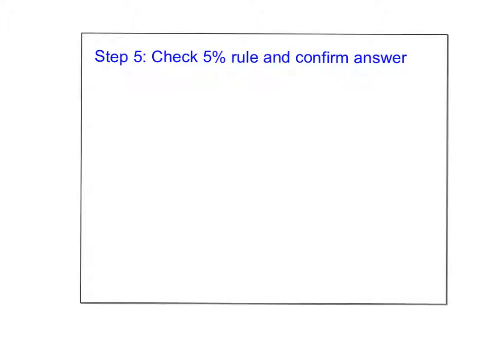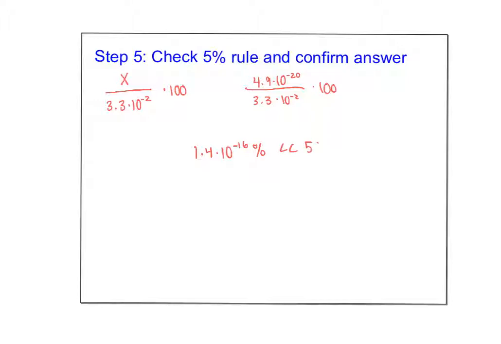So let's check the 5% rule. We omitted x from the starting concentration, which was 3.3 times 10 to the negative second, and we want to times that by 100. So x was 4.9 times 10 to the negative 20th. That was when we solved. Divided by 3.3 times 10 to the negative 2 times 100. That gives us 1.4 times 10 to the negative 16th percent, which is way less than 5%. So omit was valid. So that's my little check off to the side to make sure that I don't have to go back and do the quadratic formula. We omitted x because it was so small, it made my math a lot easier.